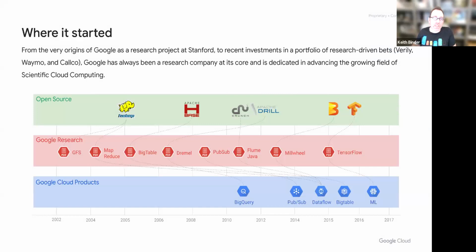So let's rewind and talk about how Google got started, right? For those who aren't aware, Google originated out of academia. It started as a research project at Stanford. Sergey and Larry wanted to figure out how to categorize all the data that was out there. And they utilized the resources at Stanford and other institutions to create Google.